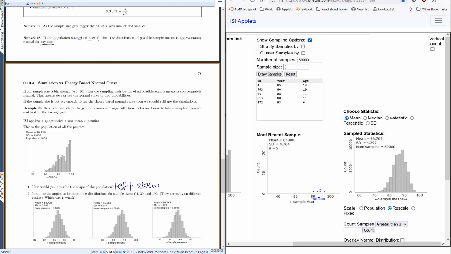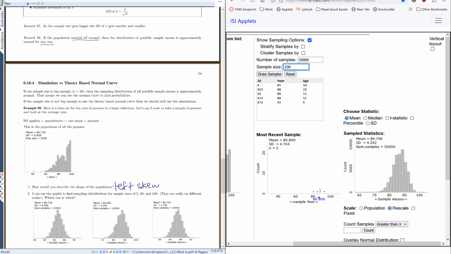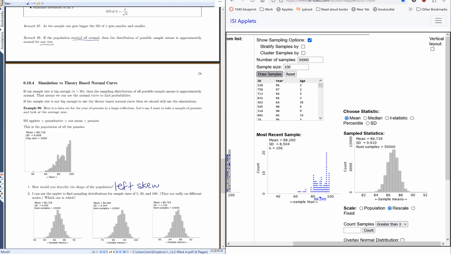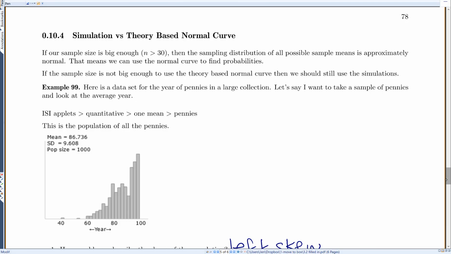Okay. If I wanted to do a sample size that was bigger, like 100, I can draw my samples and wait. And now notice it doesn't look skewed anymore. It looks pretty normal. So let's come back to our notes and see if we can figure out which distribution went with which sample size.